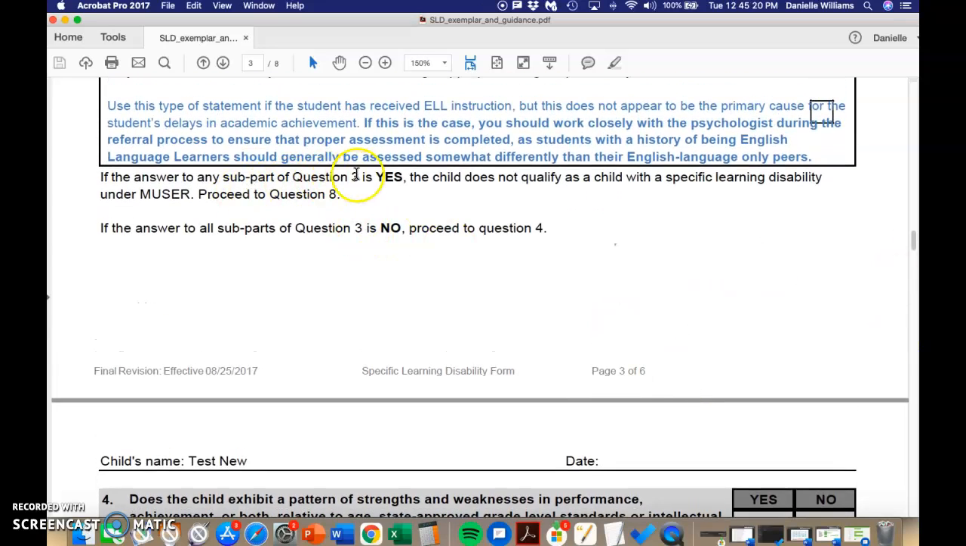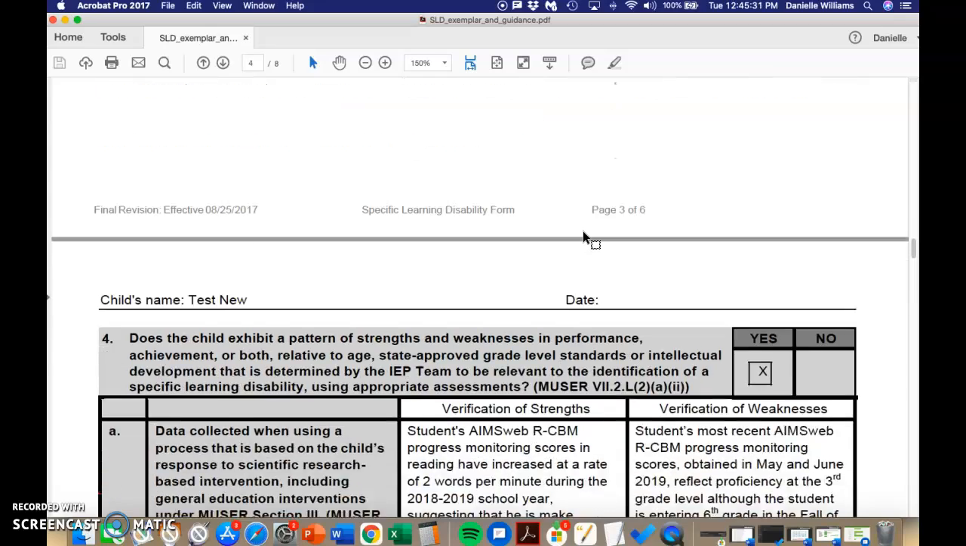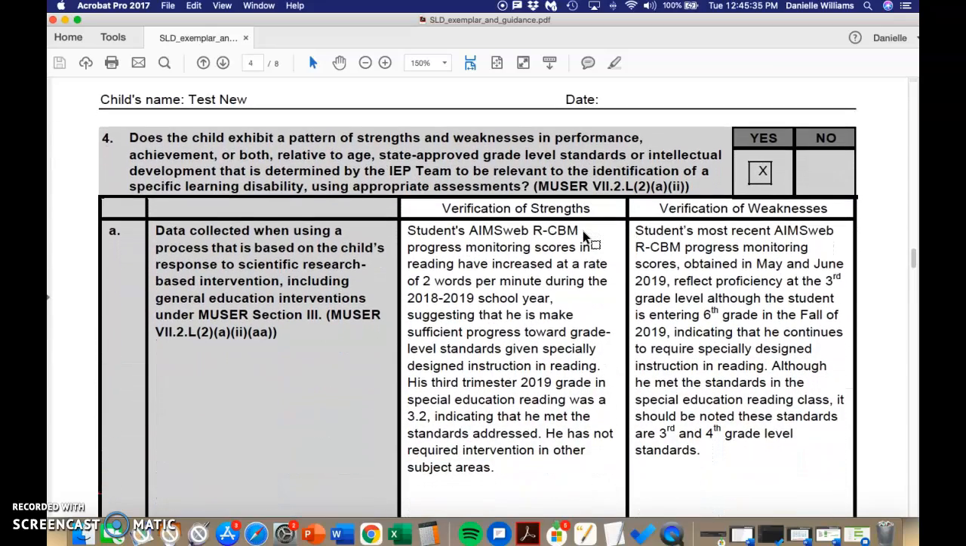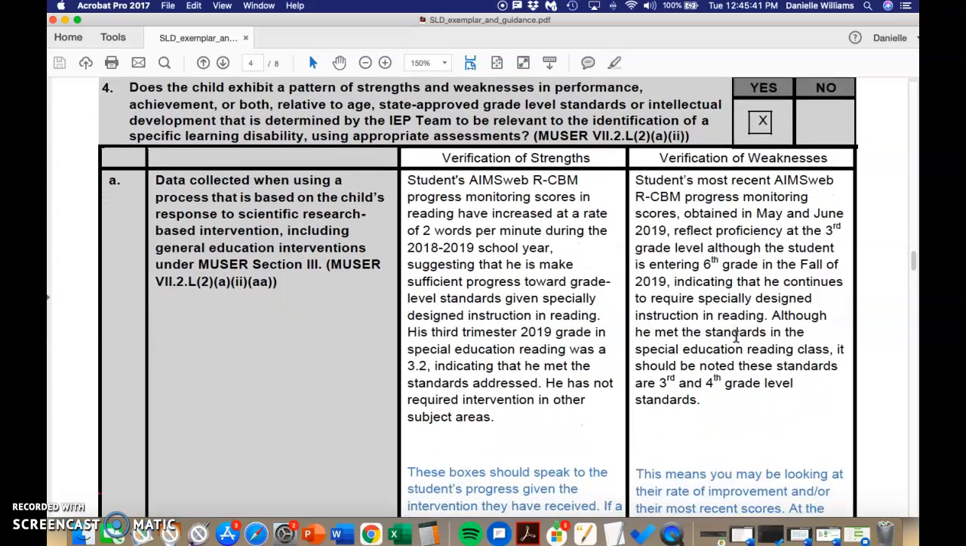So once you've done all of that, if any of those questions were yes, the student is not going to qualify under SLD and you move to the end. But if they're all no, then you're going to move to question 4. Question 4 is the matrix, the grid, where you're going to indicate the pattern of strengths and weaknesses. And you do that in 4 different areas.